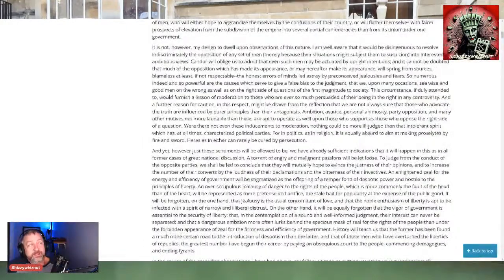It is not, however, my design to dwell upon observations of this nature. I am well aware that it would be disingenuous to resolve indiscriminately the opposition of any set of men, merely because their situations might subject them to suspicion, into interested or ambitious views. Candor will oblige us to admit that even such men may be actuated by upright intentions, and it cannot be doubted that much of the opposition which has made its appearance, or may hereafter make its appearance, will spring from sources blameless at least, if not respectable, the honest errors of minds led astray by preconceived jealousies and fears.